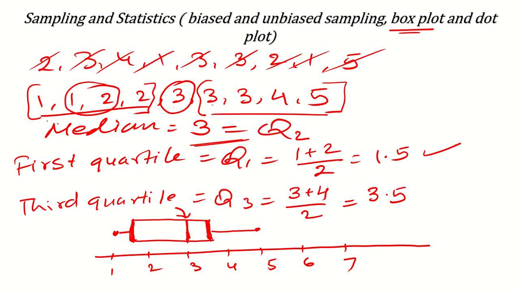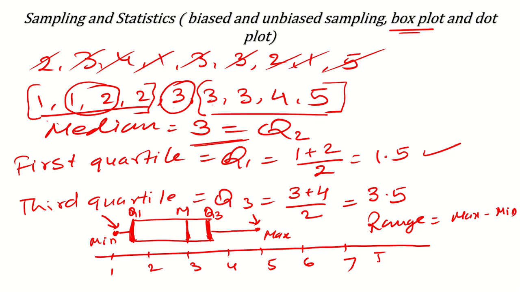So for a box plot, you need 5 things. One is the minimum number, another is the maximum number. This line is the first quartile Q1, this line is the median, and this line is the third quartile Q3. And this is maximum, this is minimum. This information you need to draw the box plot. And what will be the range? Range will be the maximum value minus the minimum value. And what will be the interquartile range? It will be the third quartile minus the first quartile.